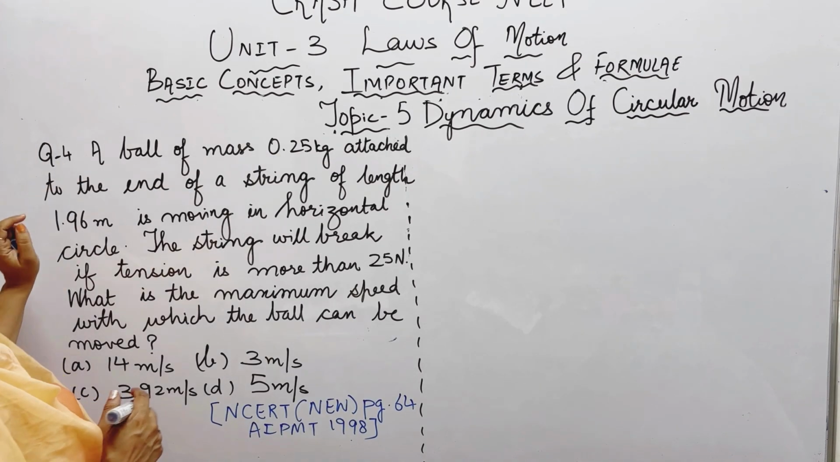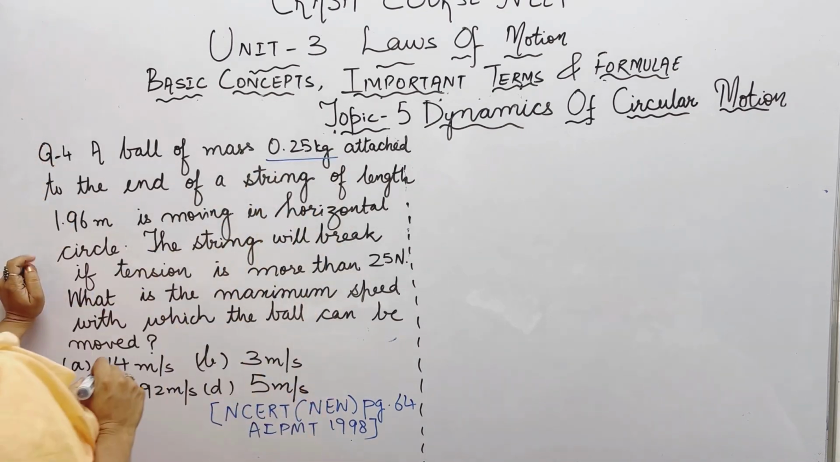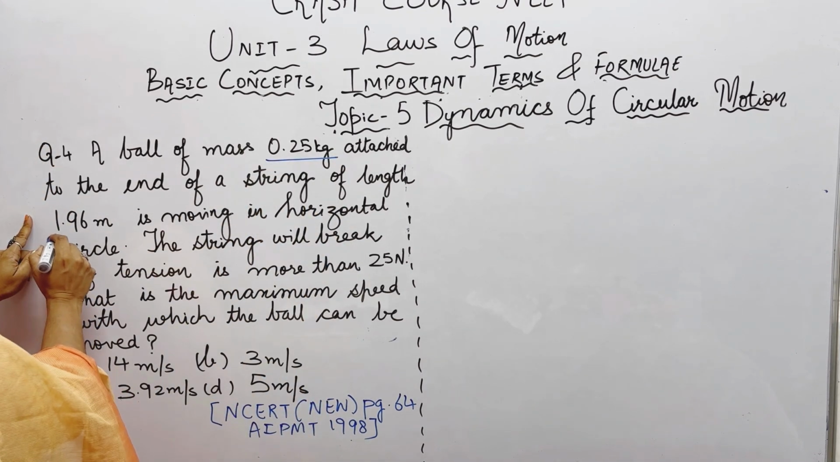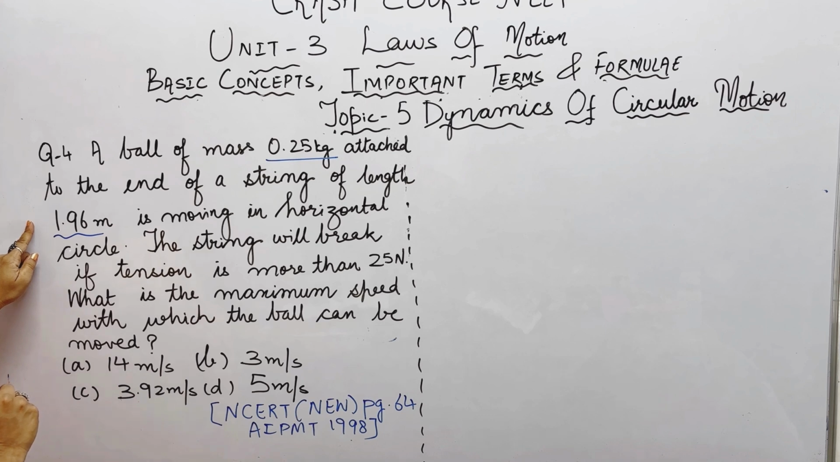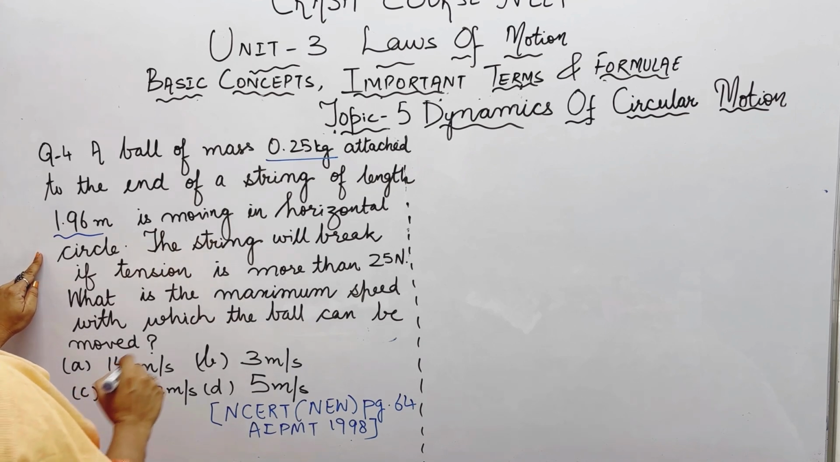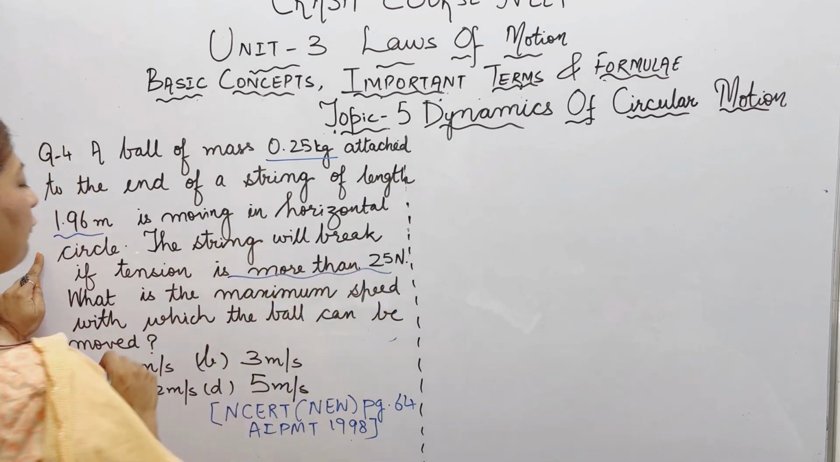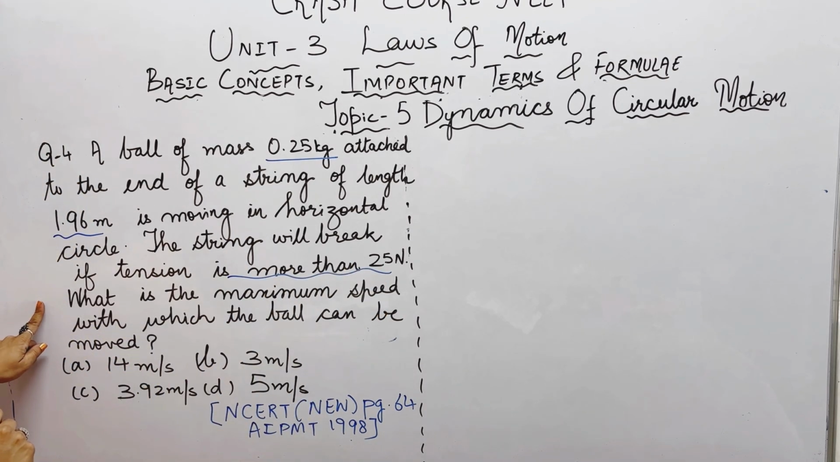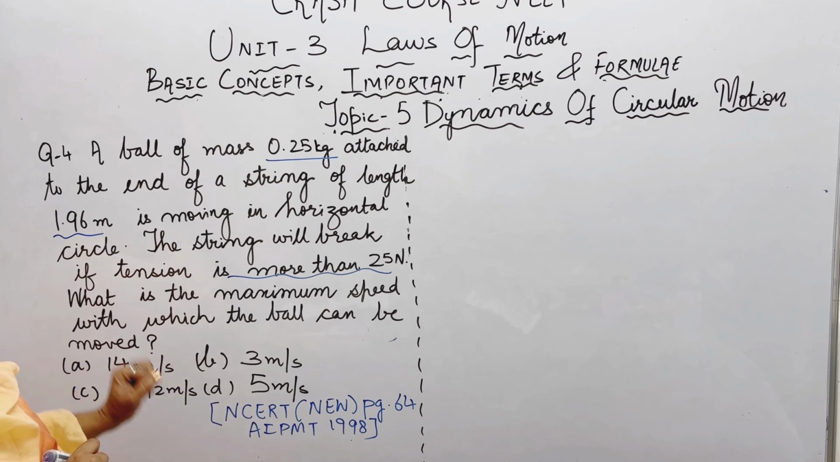This is question number 4. A ball of mass 0.25 kg attached to the end of a string of length 1.96 meter is moving in a horizontal circle. The string will break if tension is more than 25 Newton. What is the maximum speed with which the ball can be moved? And these 4 options have been given. This is on page number 64 of NCERT New, and this question has come in All India PMT 1998.